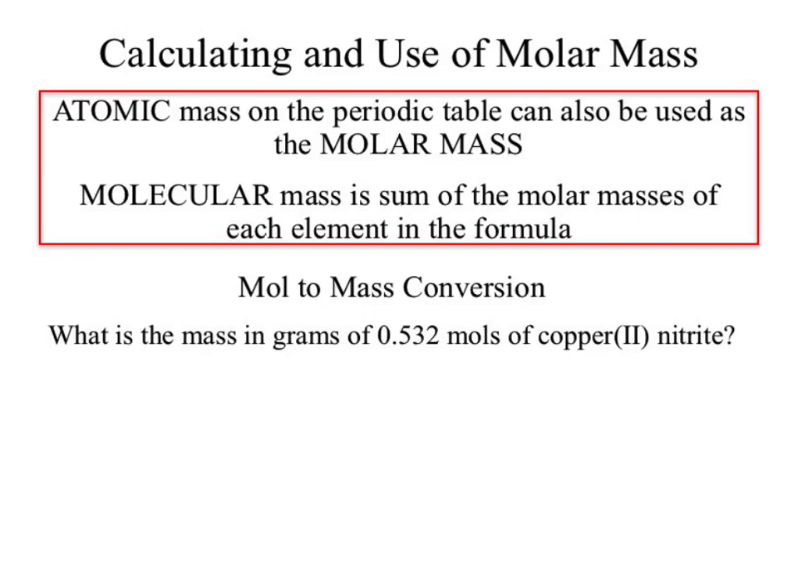Do we have to do a conversion here? Yes. Why? Because what we're given and what we need to find aren't the same: grams and moles. The measurement unit changed. This equals grams of our copper nitrite, and we're given moles of our copper nitrite. The substance is the same, the measurement unit is different, which means I have to do a conversion.